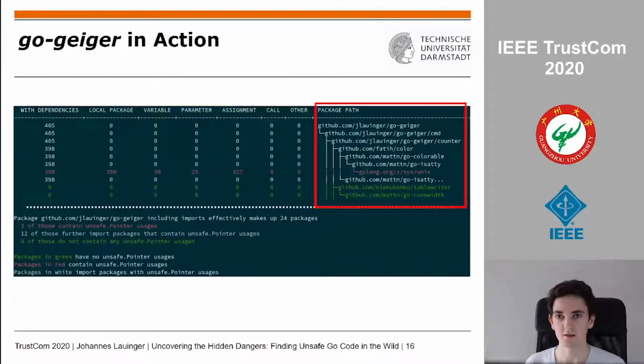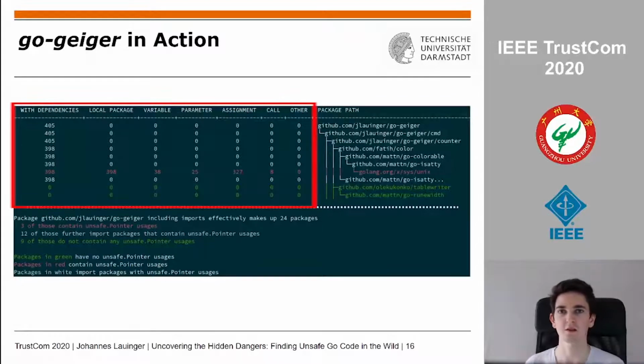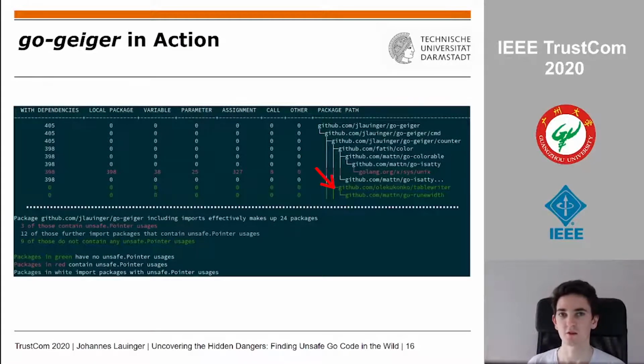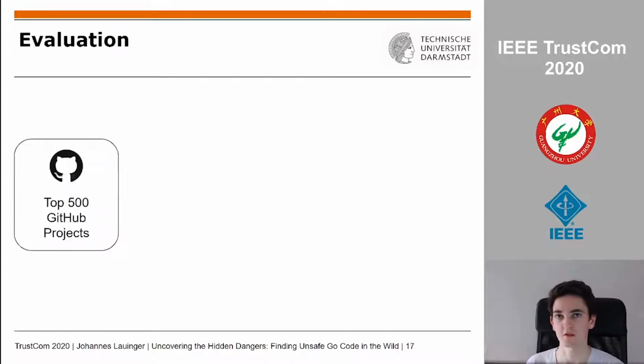On the right side, the dependency tree is shown with one package on each line. And then on the left, the number of unsafe usages is shown. Packages that use no unsafe are shown in green, while packages that do are red. And then white lines indicate a package that does not use unsafe directly, but one of its dependencies does.